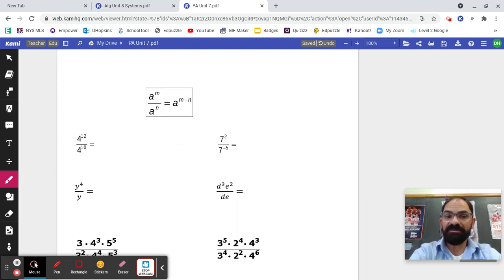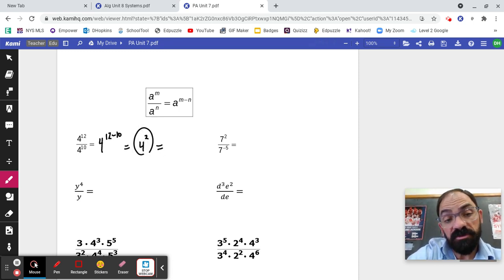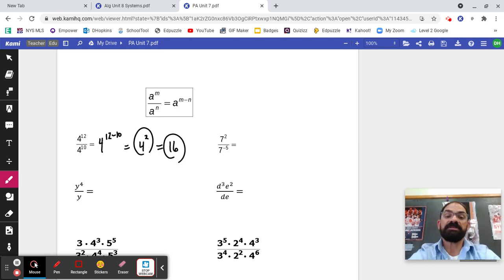Now we're dividing. When we divide exponents with the same base, the rule is to subtract them. So 4 to the 12th divided by 4 to the 10th is the same as 4 to the 12 minus 10, which is 4 squared, or simplified is 16. 4 times 4.